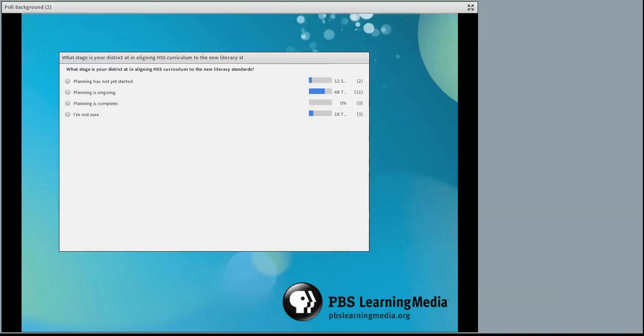Okay. Give it a little bit more time. Okay, thank you. So we've got majority people that have their planning is ongoing, and that's great to hear. And then, of course, we have always people at either ends of the spectrum. And that's what we also want to hear, because we want to make sure that we are able to address those schools in that situation as well.